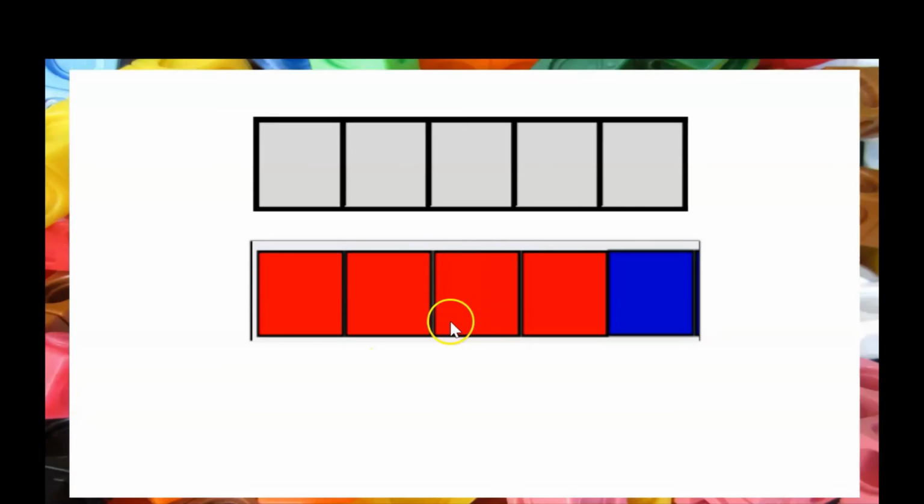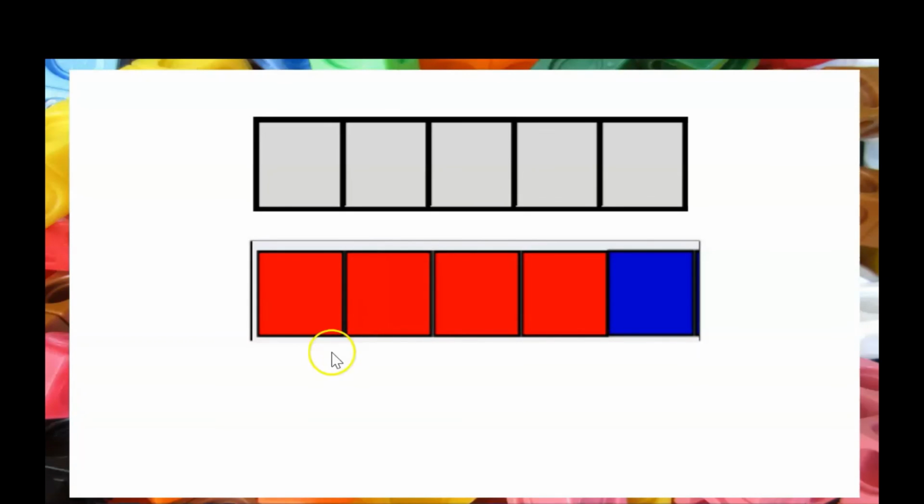All right, here is a cube stick. This is a 5-cube stick. I'm going to color this cube stick. I'm going to color 4 of them red and 1 of them blue. How many cubes did I color? And is the stick the same as the gray one? Your teacher's going to pause the video. You're going to count how many cubes I colored, and you're going to answer the question, is the stick the same as my gray one?